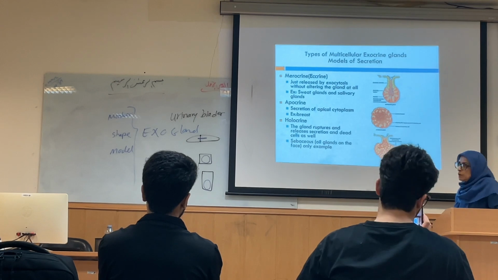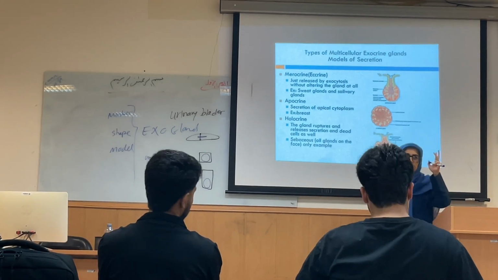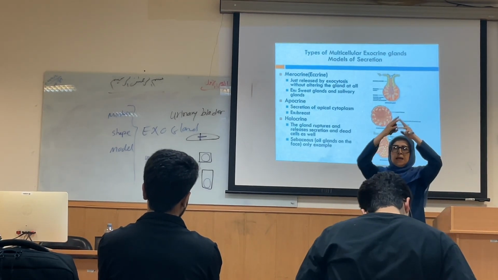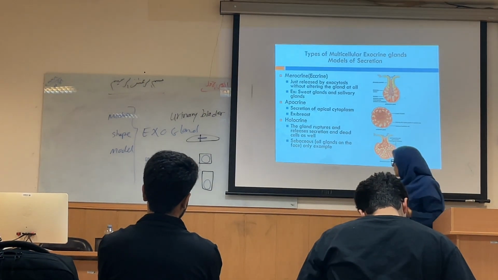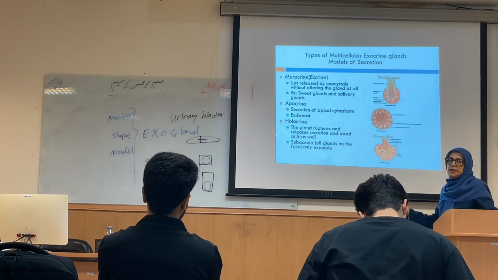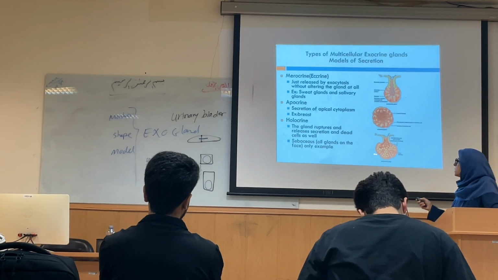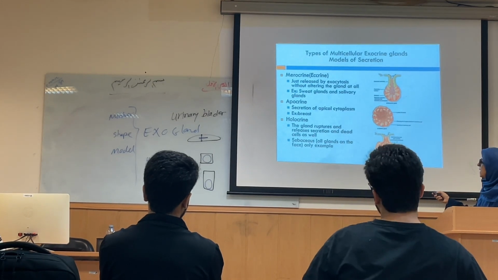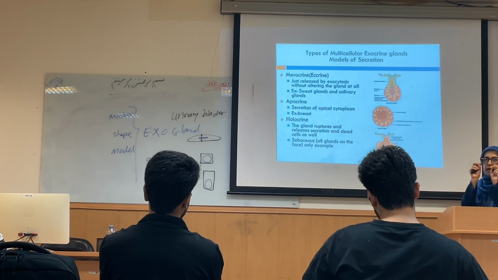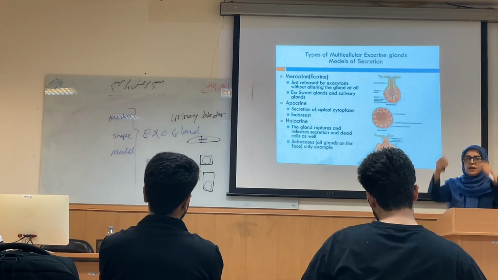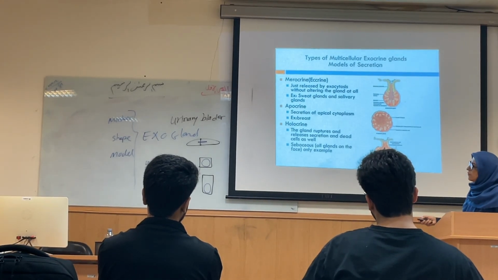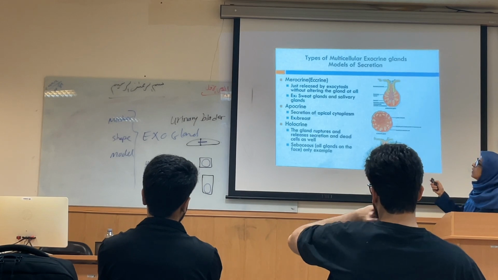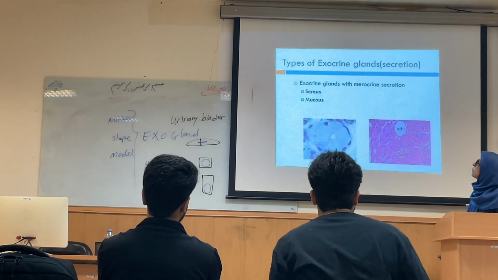Holocrine. The whole cell is ruptured and released, for example in the sebaceous gland in the skin. As you see here, the cells at first divide into some small parts, and finally all of the cells are released. This classification is based on the mode of secretion.